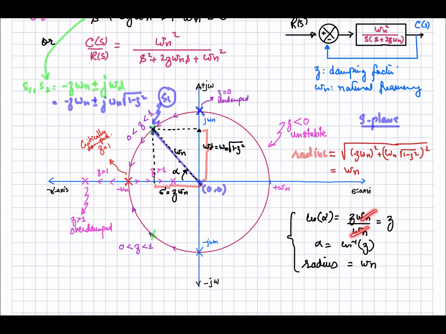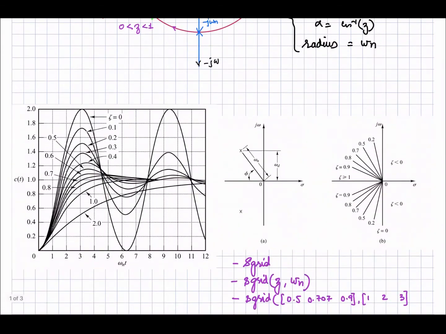So these two will be cancelled out. So cos of alpha is equal to zeta. So alpha can be obtained by taking cos inverse of the damping factor, that is zeta, and the radius in this diagram is equal to the natural frequency. So radius is equal to omega n, and alpha can be calculated as cos inverse of zeta.